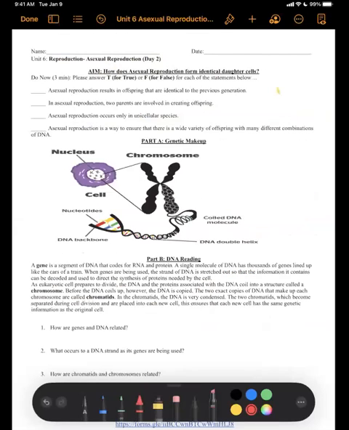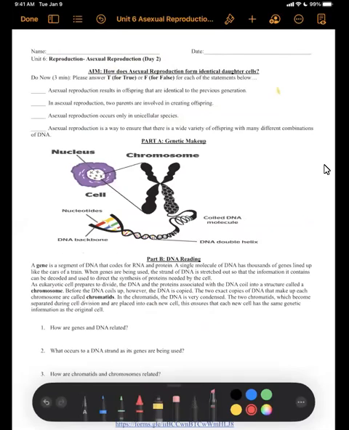All right, day two of asexual reproduction. The aim: how does asexual reproduction form identical daughter cells? Remember, asexual reproduction produces two identical daughter cells from the parent. Only one parent is involved, and they're genetically identical, okay?